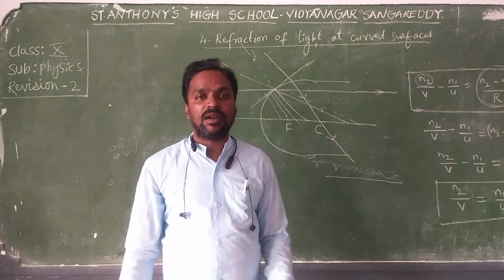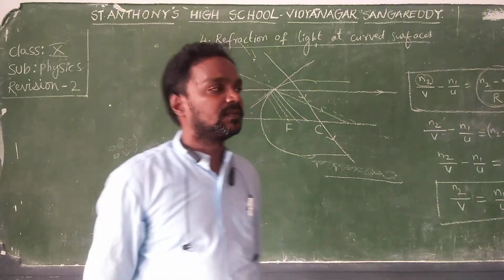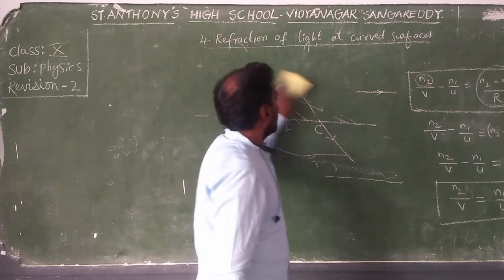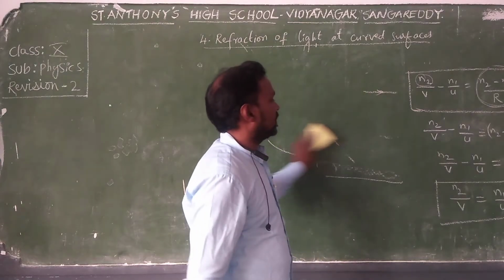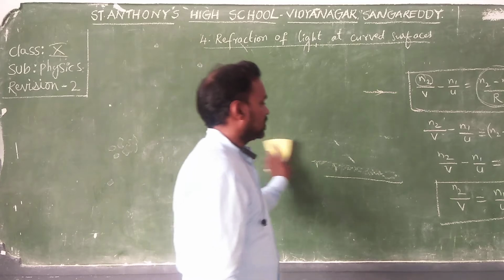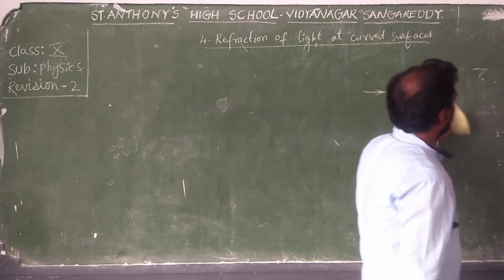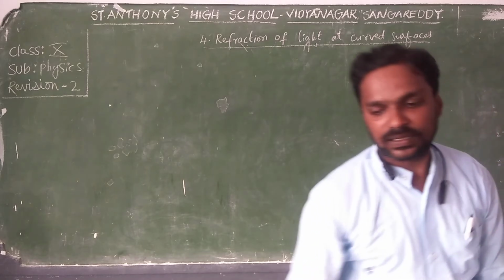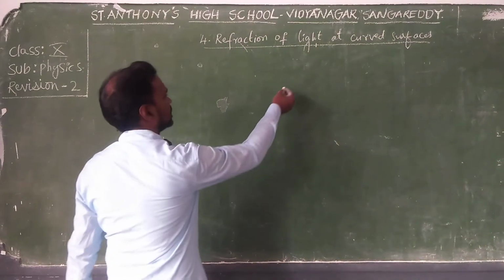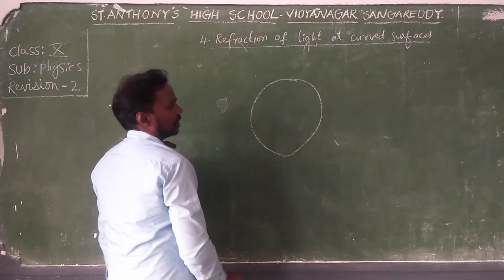Coming after this, he talked about lenses. So, what is a lens? Simply speaking, a lens is a refractive medium. It is surrounded by two surfaces, two spherical surfaces. For example, I take one. This is one sphere.